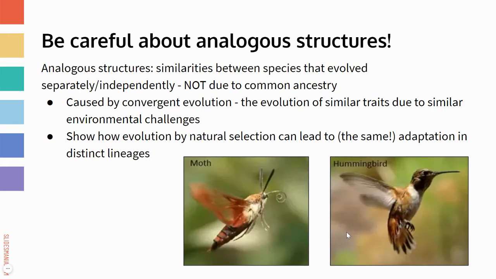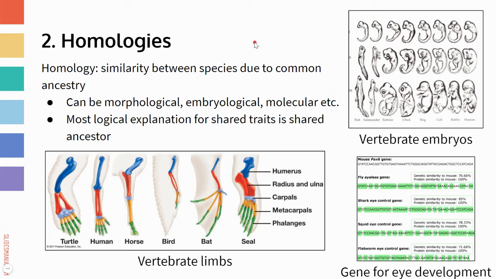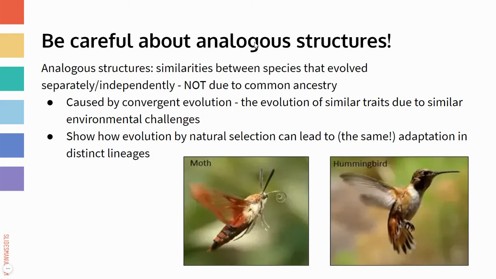So one thing to be careful about is, flip back to this other slide for a minute. We said a homologous structure is something that's similar between two species because they inherited that structure from a common ancestor. So that doesn't mean that any time you see a similar looking structure, it is a homology. Structures can also be the same or similar, but not have come from a common ancestor. And the word that we use for this is analogous structures. Analogous structures are similarities between species, but those species evolved separately or independently. So the similarity is not due to common ancestry.